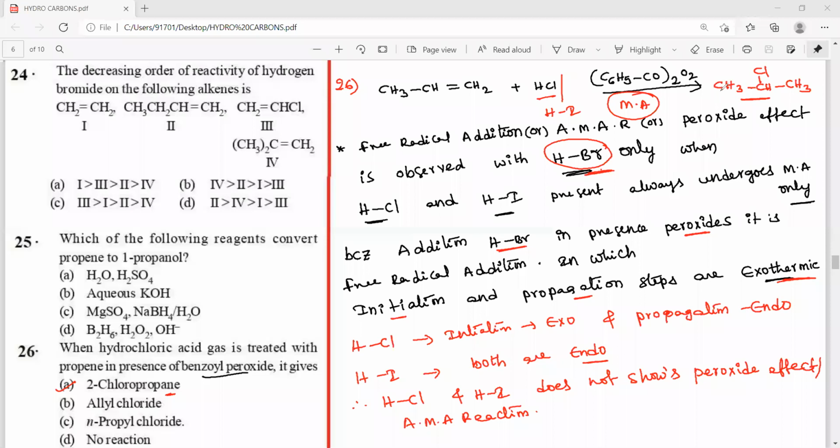So the answer is the first option. Okay, students, I hope you understood, and this question is very, very important. This type of logical questions are very, very important. Okay, and I'll go for the next question.